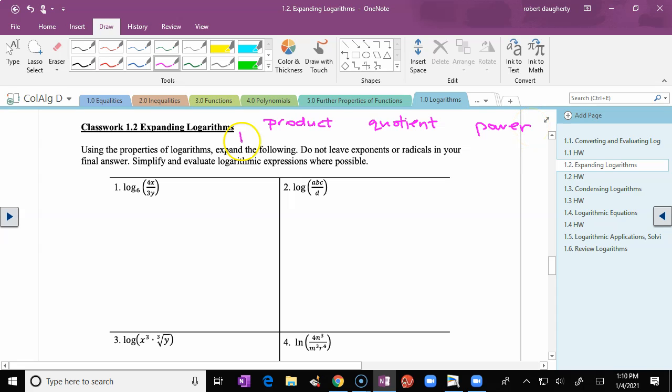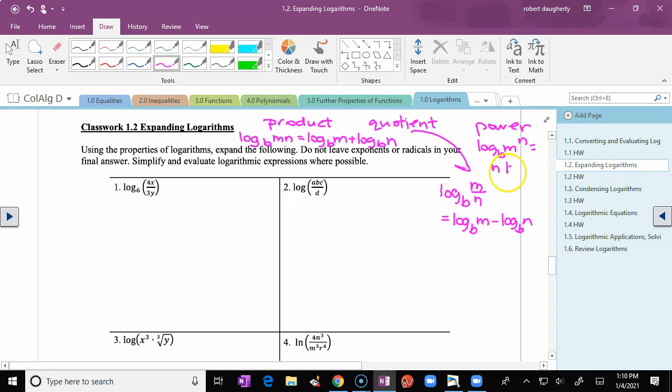What this means is the product rule: the log of mn, in any base, is the log of m plus the log of n. The quotient rule says the log base b of m over n is the log base b of m minus log base b of n. And then the power rule: the log base b of m to the n is n times the log base b of m. You bring that exponent out front.